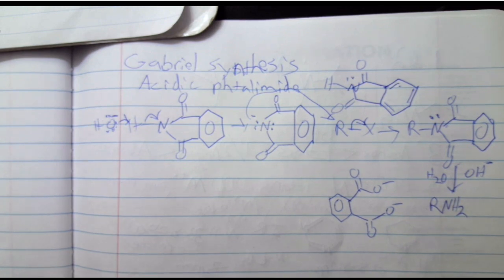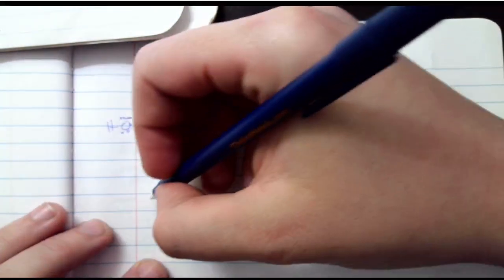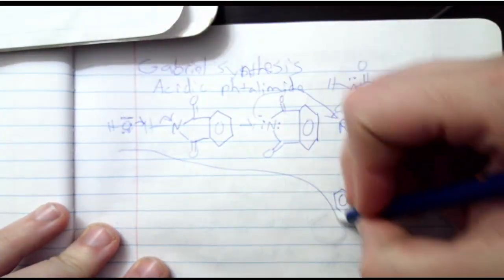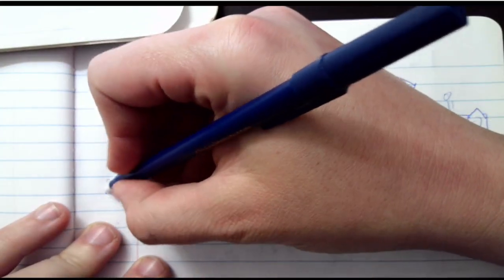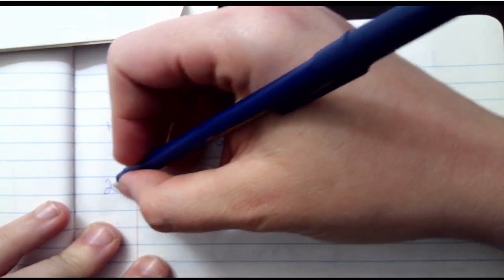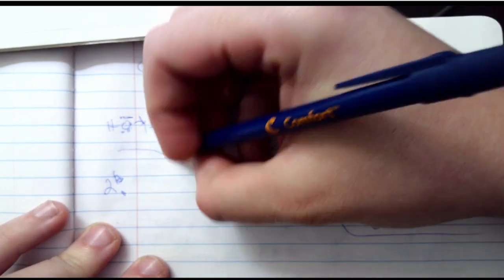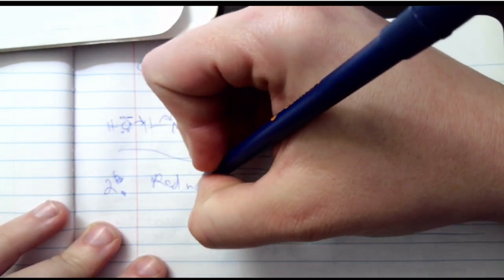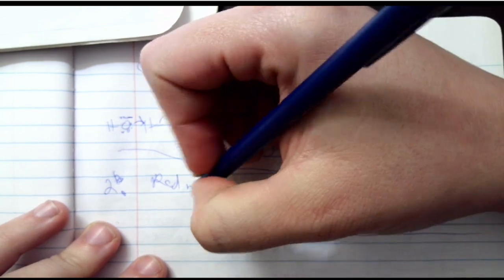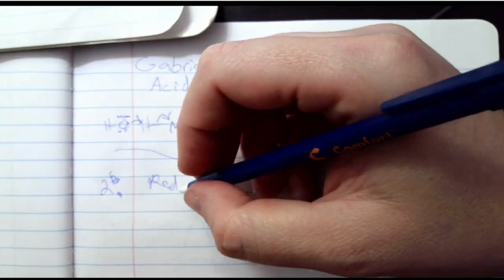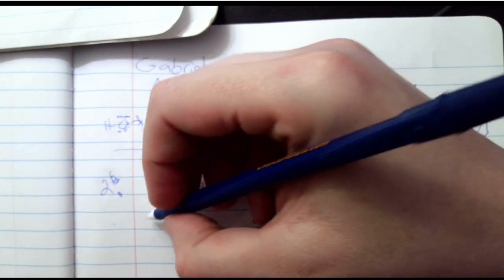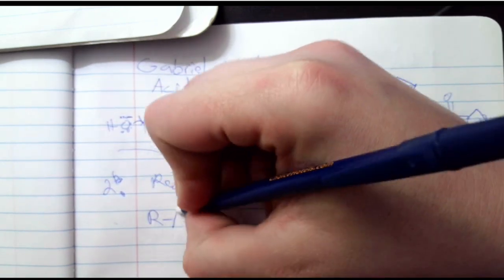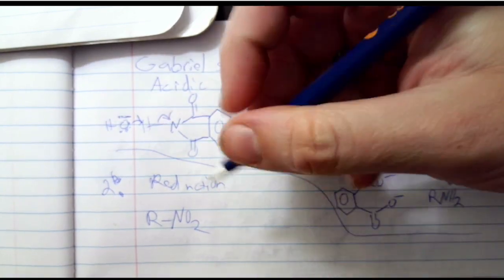Okay. Now, condition 2. Condition 2 is reduction of nitro groups. Basically, nitro is not the hardest to do. We can do other reductions as well, but reduction of nitro groups is actually rather easy.